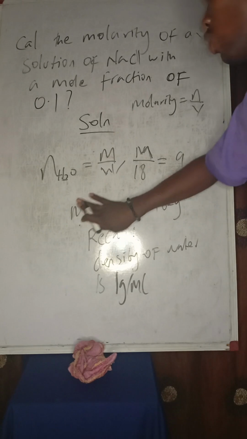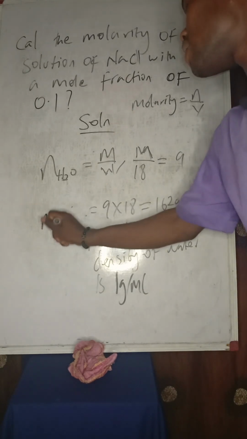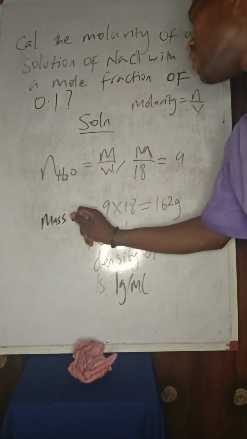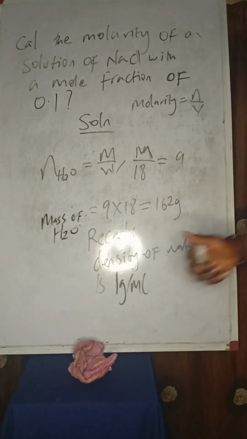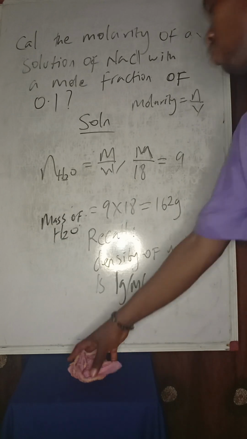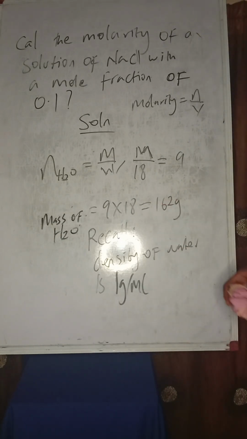Remember, this is the mass of water. So let me just write it: mass of water. We can now assume that the volume of water is 162. And for solutions, in order to get the molarity, especially aqueous solutions, solutions in water, the volume of water is in most cases the volume of the solution.